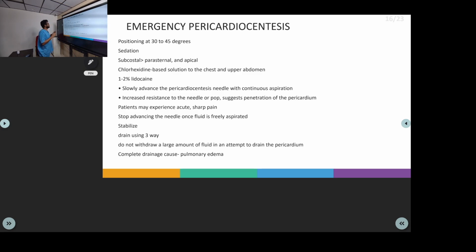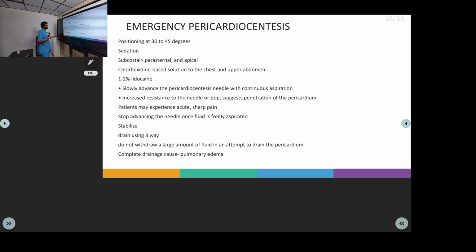The main steps in pericardiocentesis are that the patient is usually positioned at a 30 to 45-degree angle, given adequate sedation and analgesia with 1 to 2% lignocaine, and the site will be cleaned with chlorhexidine. The most common site of pericardiocentesis is subcostal, and other sites are parasternal and apical. Apical and parasternal can cause injuries to the internal mammary, and in apical there can also be injury to the ventricles.